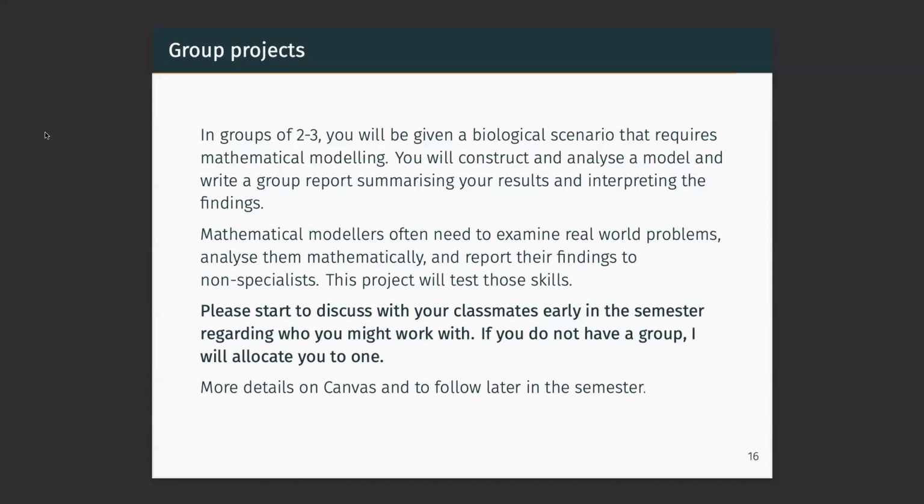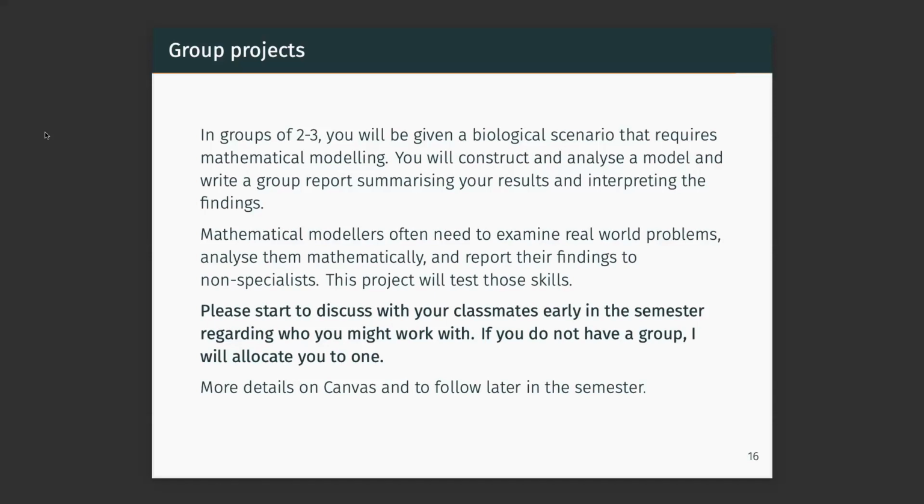Okay. So like I said, we, as mathematical modelers, we do some math, but we want to communicate this to people. So a key part of this is being able to communicate those results in a way that makes sense to someone who doesn't have a mathematical background. Please start discussing with each other who you might want to work with. We'll talk a little later in the semester about what the groups are going to be. If you don't end up having a group, I will allocate you to one. That's fine. And there's more details to follow later in the semester.